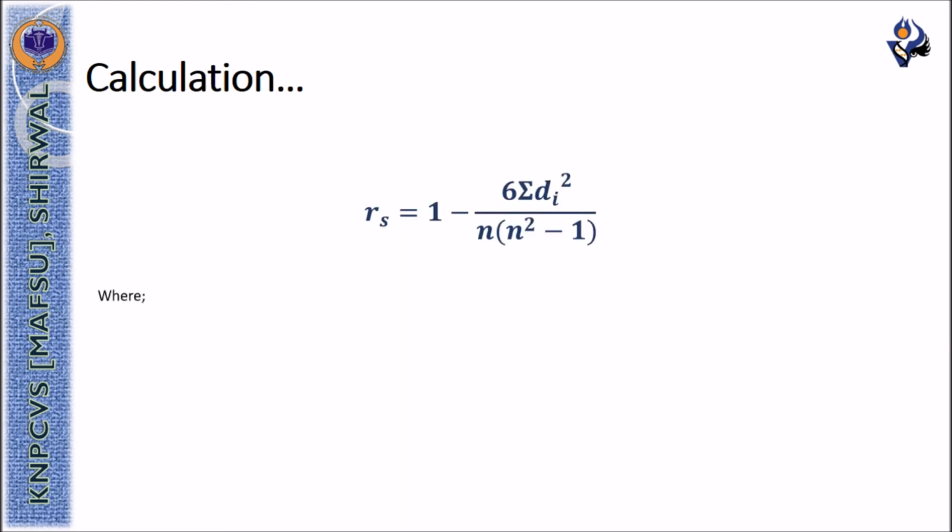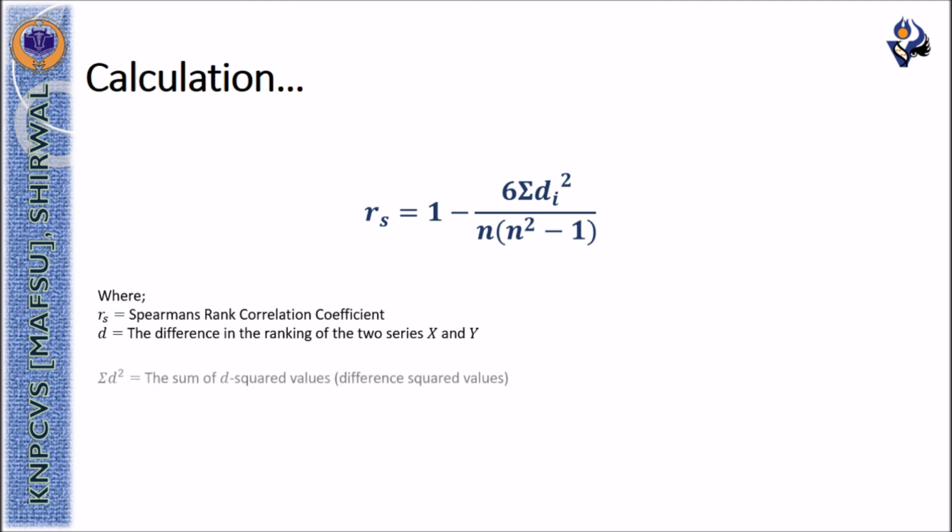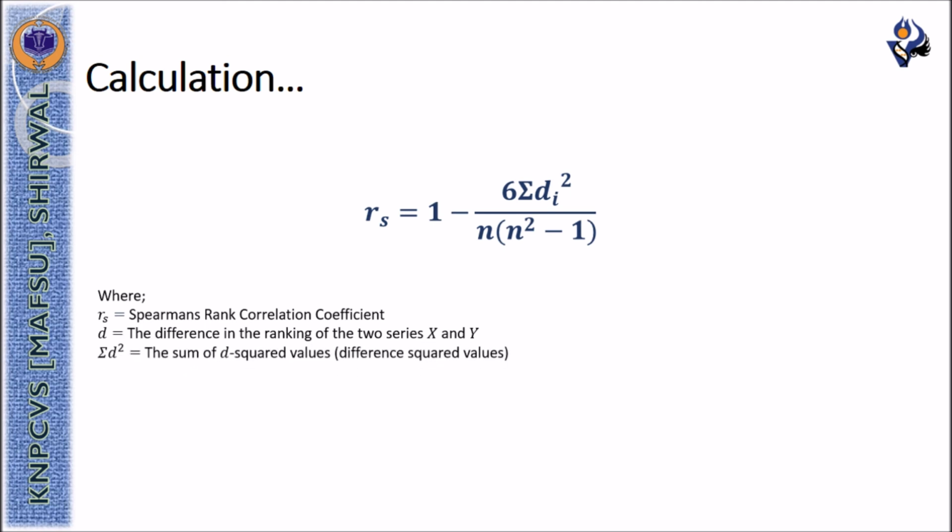Spearman's rank correlation coefficient is identified with the given formula, where Rs denotes Spearman's rank correlation coefficient. Small d is the difference in the ranking of the two series x and y. Summation d square denotes the sum of the squared differences, and n is the number of pairs of the data.